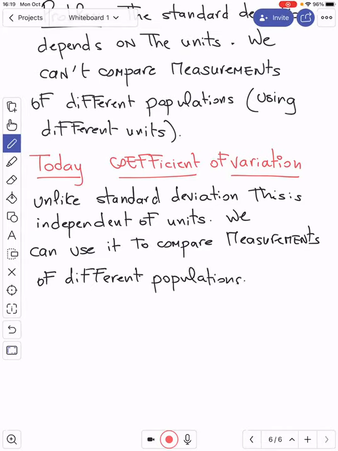Right. So let me first define the coefficient of variation. I'm going to give you the formula, and then I'm going to give you an example. All right. So the definition or the formula.